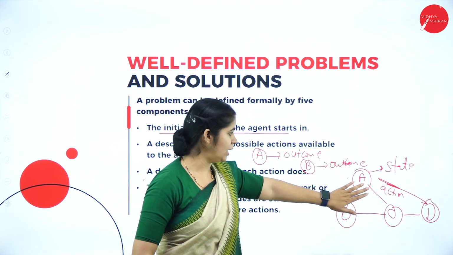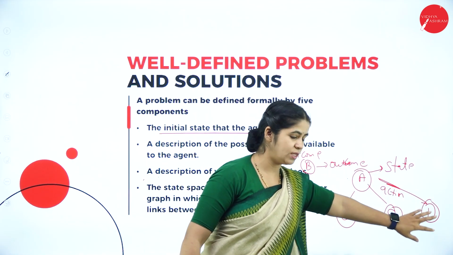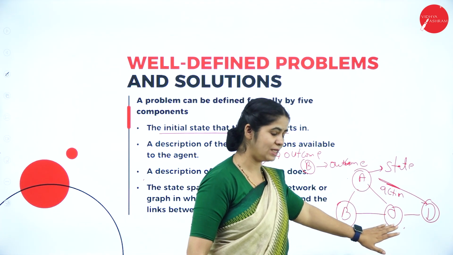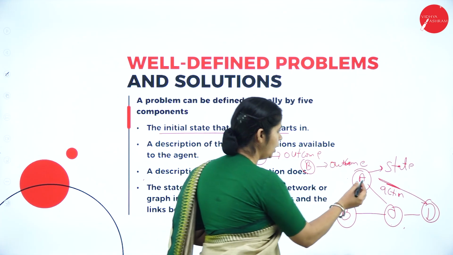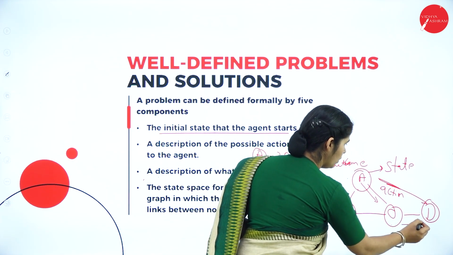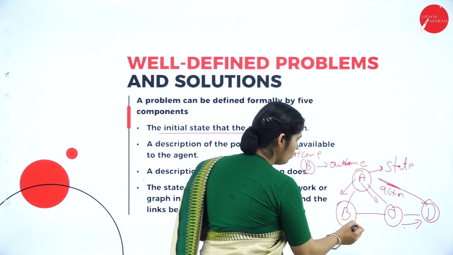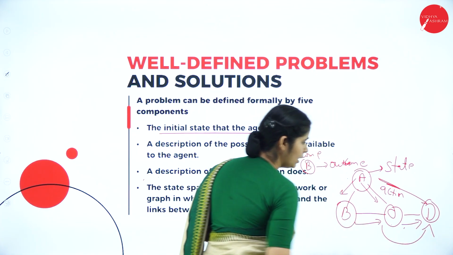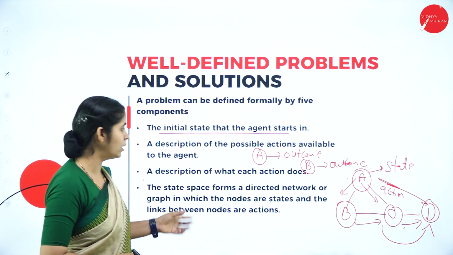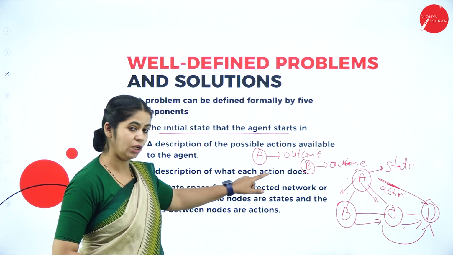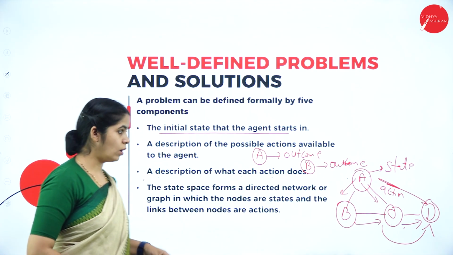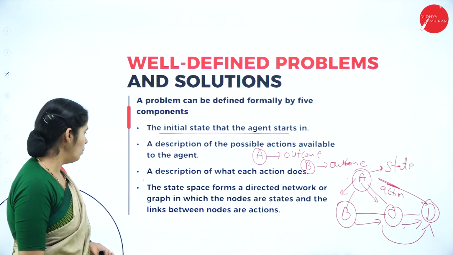Say the agent is currently in state A and wants to reach state D. What action is he supposed to take? If he wants to reach state C, what action is he supposed to take? Here he can go directly from A to D, or from A to C and C to D, or from B to C, then C to D. So there are 3 different possible ways of solving the problem. That description of what each action does, and whether we reach the solution or not, is what we describe in well-defined problems.